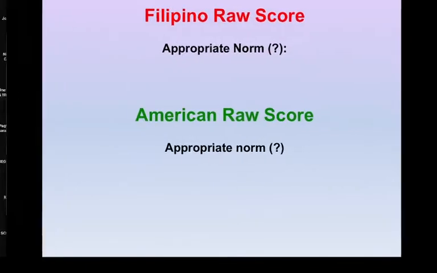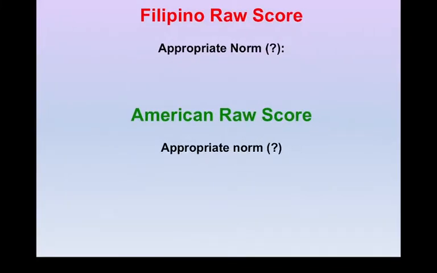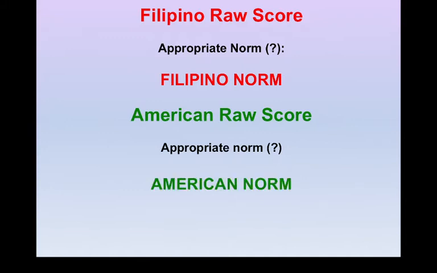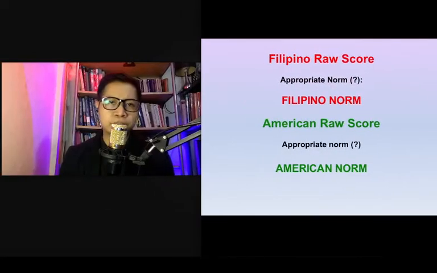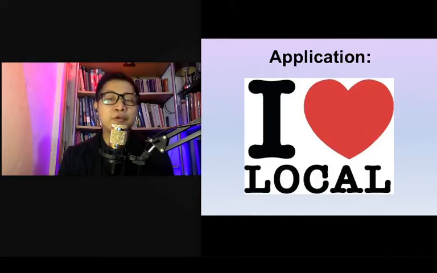Halimbawa, yung raw score mo galing sa isang Pilipino. Obviously, dapat yung norm na gagamitin mo is a Filipino norm. If you have a raw score coming from an American, obvious ba, edi dapat yung norm na gagamitin mo is American norm. This is a very basic principle, napakadaling intindihin, pero obviously, in the field, in practice, marami ang nagvo-violate niyan.